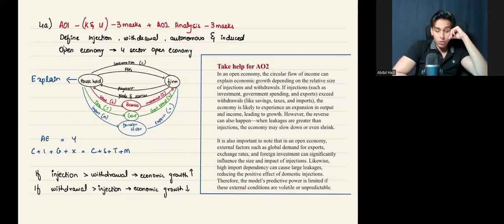Yes. So the question was focusing on economic growth. Now we know what economic growth is, that whenever there's a multiplier effect in the economy, whenever aggregate expenditure is more in the economy and people are spending in the economy. Give me a second.